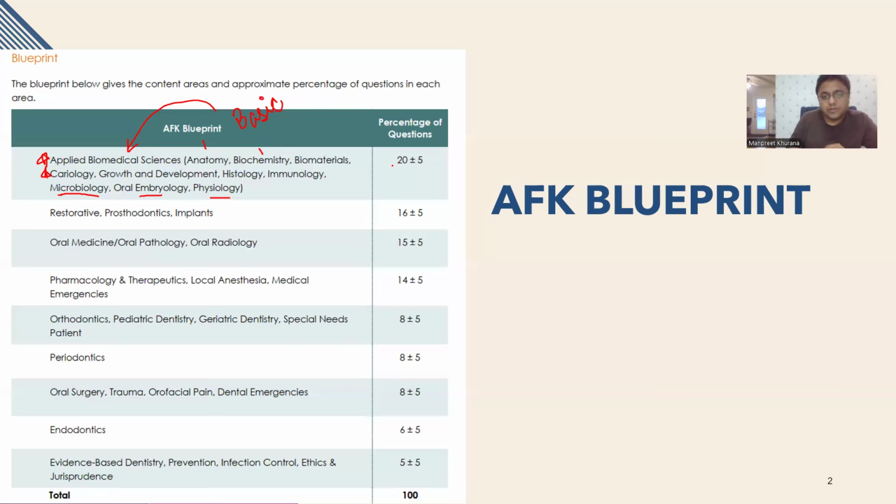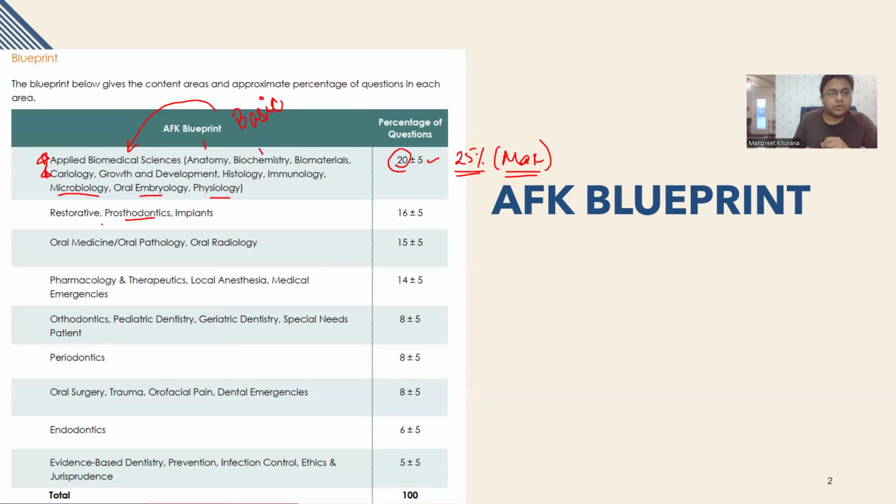The percentage of questions asked is 20% plus or minus 5%, so you can say roughly 25% at the max. But definitely they're not purely basic. They are applied and related to dental subjects, like dental microbiology related to periodontics. Then we have oral embryology, physiology, immunology, and oral histology. So these are related subjects.